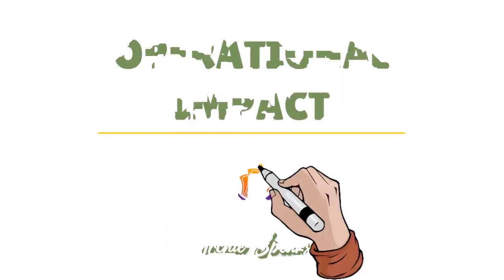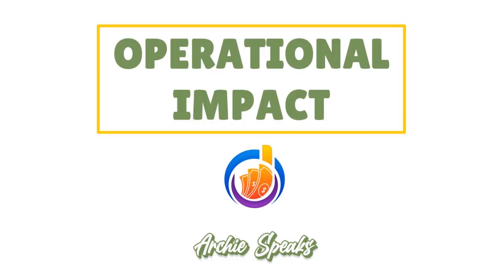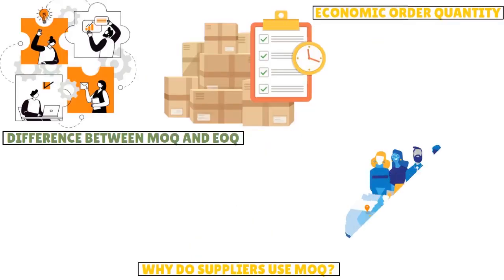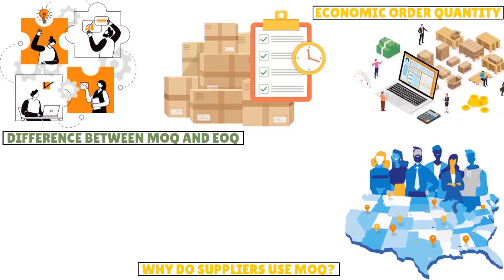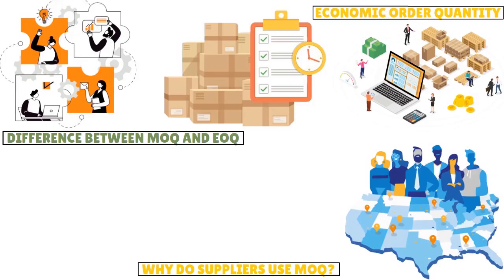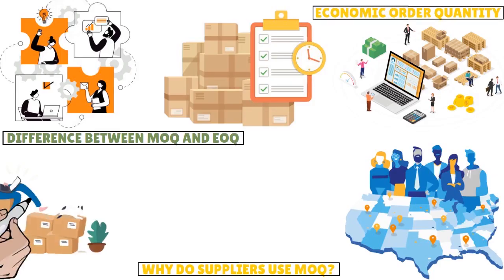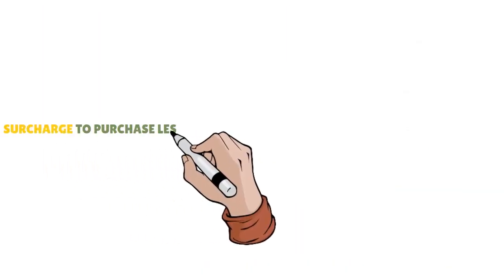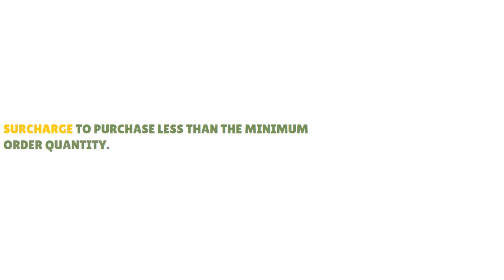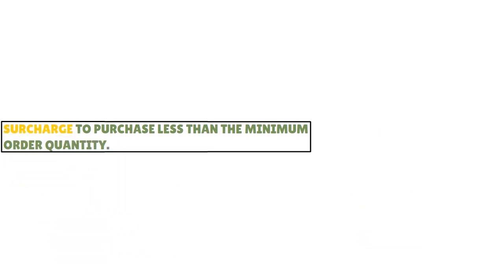So let me talk to you about the operational impact here. What is the impact of minimum order quantity on inventory? Supplier MOQs, both high and low, will have a major impact on your inventory. Why? Because they will affect the number of days you hold stock, the frequency of your purchase orders, and the space available in your warehouse. If you cannot meet your supplier's MOQ, you may have to look elsewhere or pay a surcharge to purchase less than the minimum order quantity.